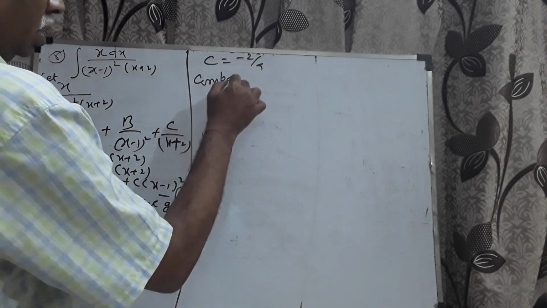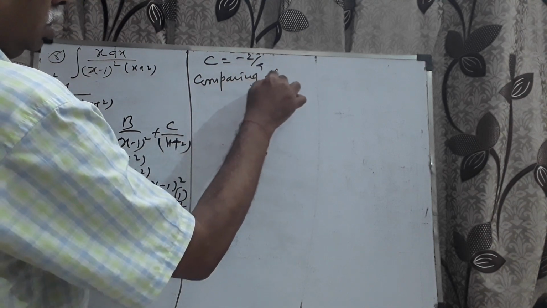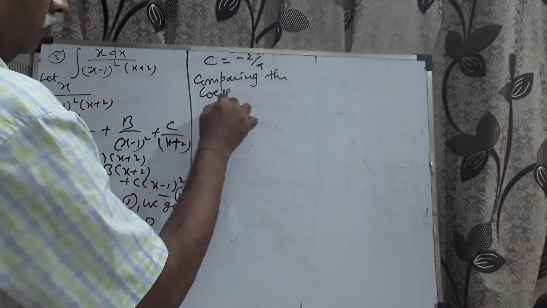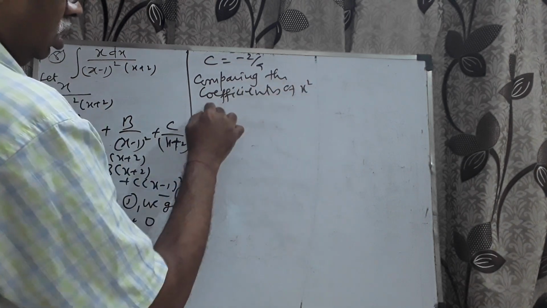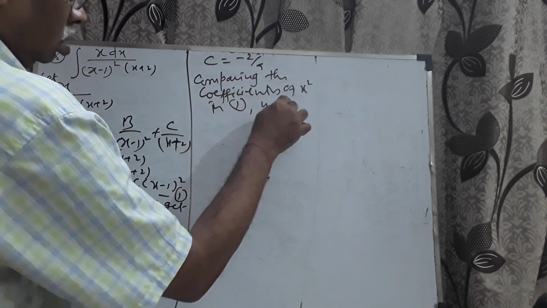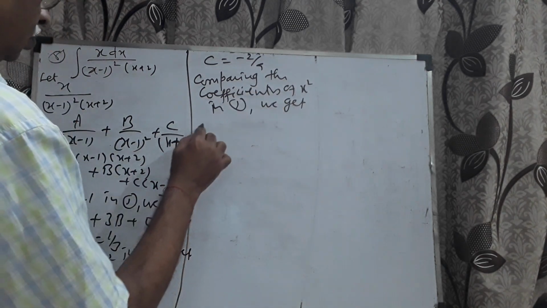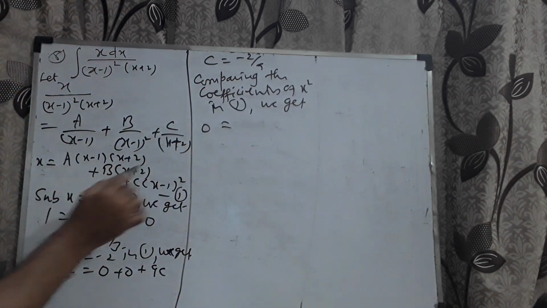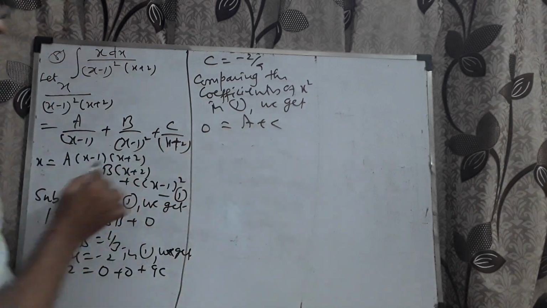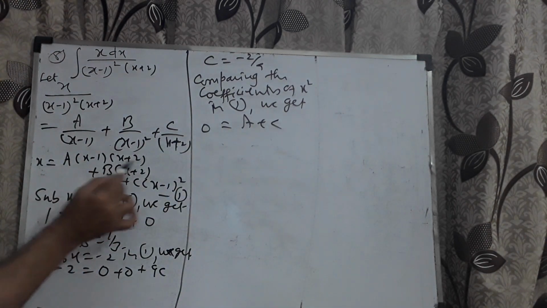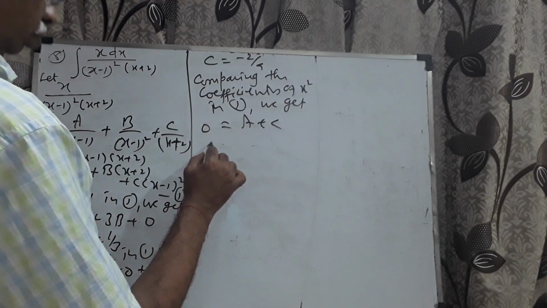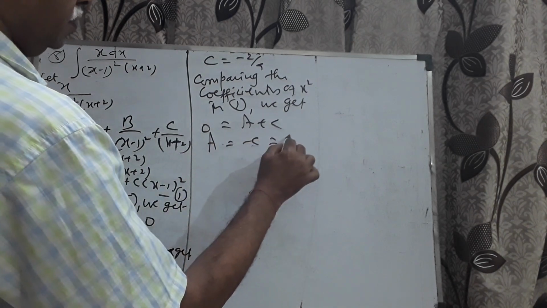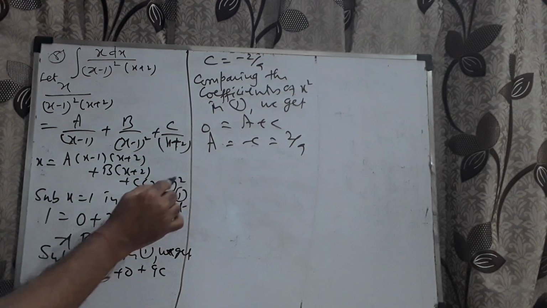Now, similarly as in the previous problem, comparing the coefficients of x square in (1), we get 0 is equal to A plus C. A into x square we have, there is no x square on the left, so A plus C. Therefore, I end up with A equal to minus C, which becomes 2 by 9.